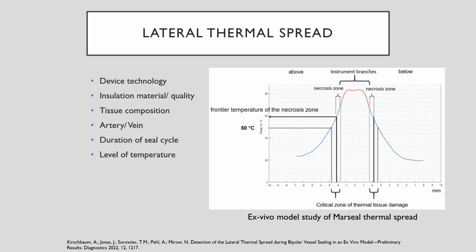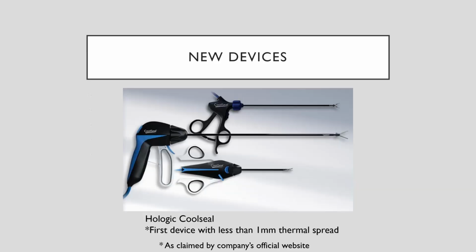So this has been studied in ex vivo models. Like here they studied MARSEAL, and they measured what is the critical zone. The critical zone is where the temperature is more than 50 degrees Celsius, which may cause irreversible thermal damage. So anything more than 50 degrees Celsius is a thermal spread that can damage tissues irreversibly.